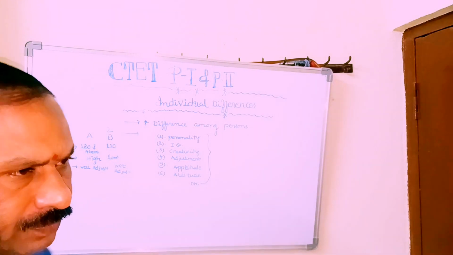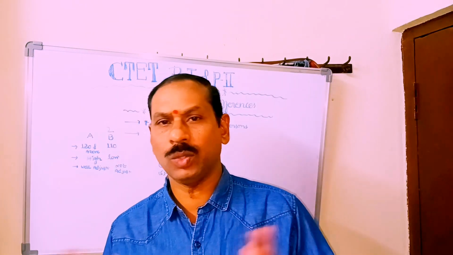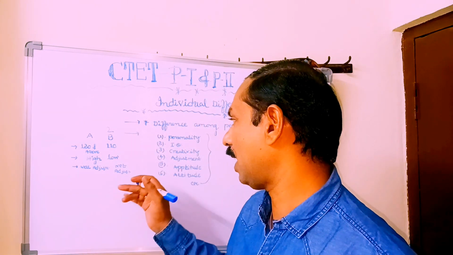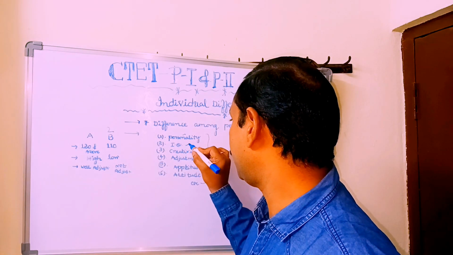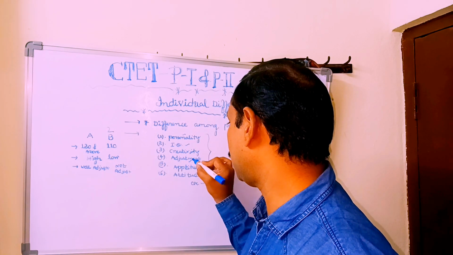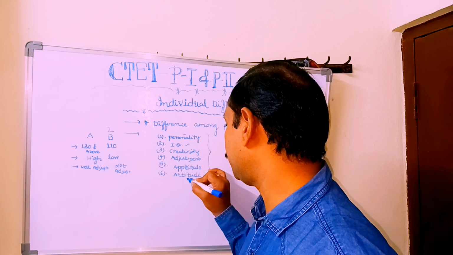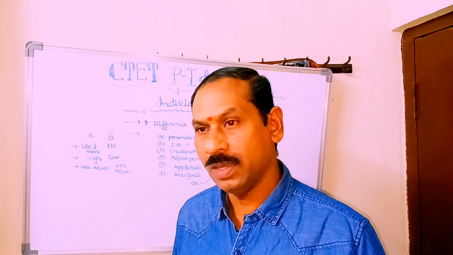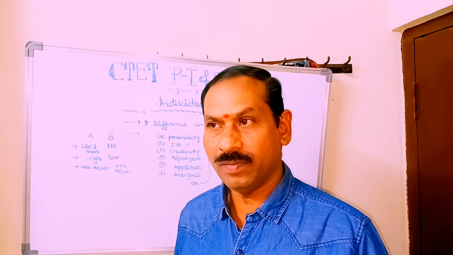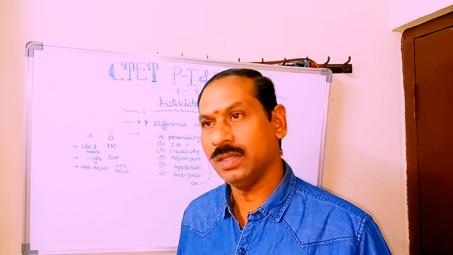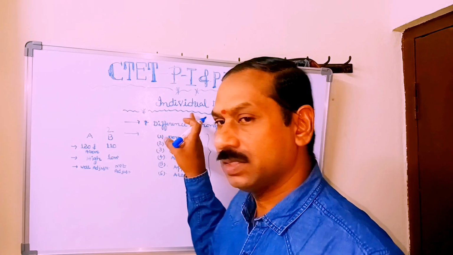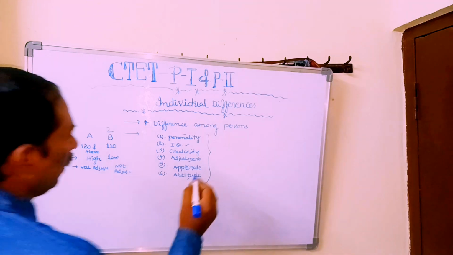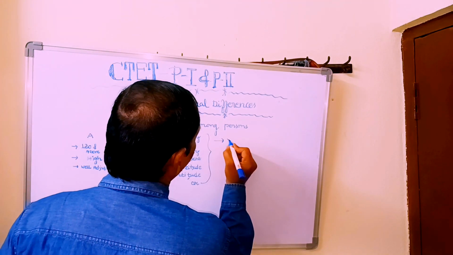So like this, if we see any two persons, definitely there will be a lot of difference among them, like their personality, intelligence, creativity, adjustment level, aptitude level and attitude level. No two persons are the same in different aspects. If you want to know that kind of differences, that is known as individual differences.